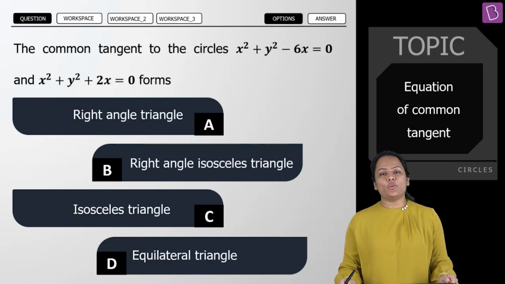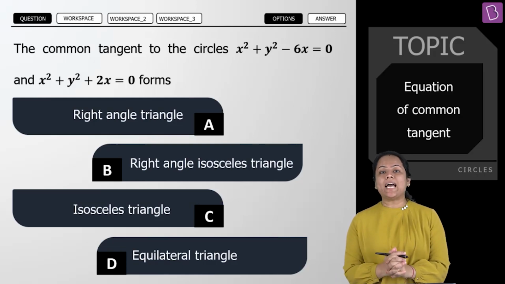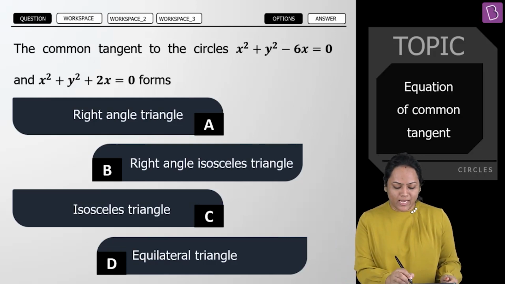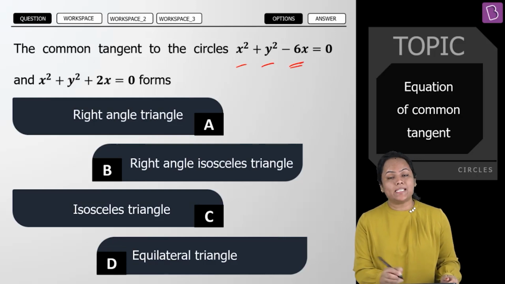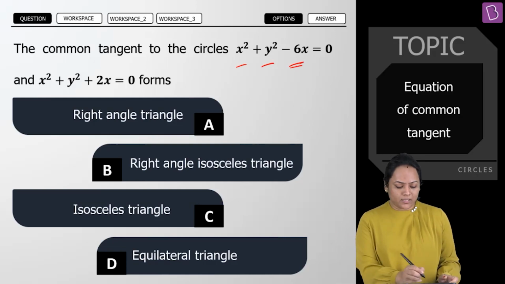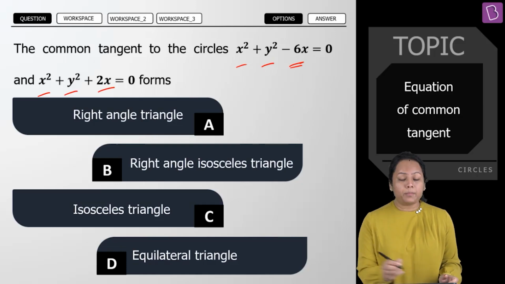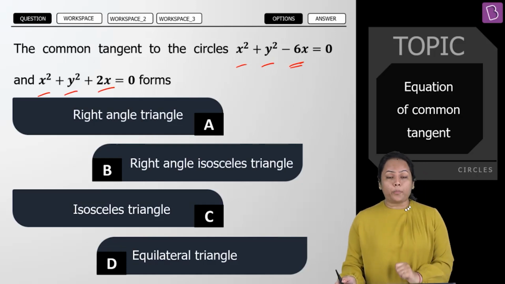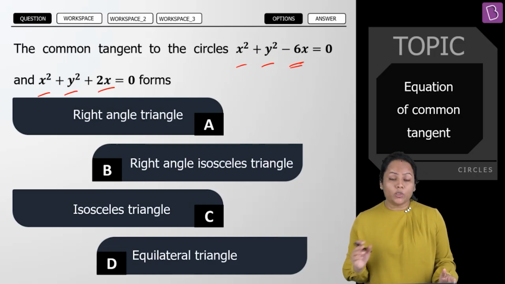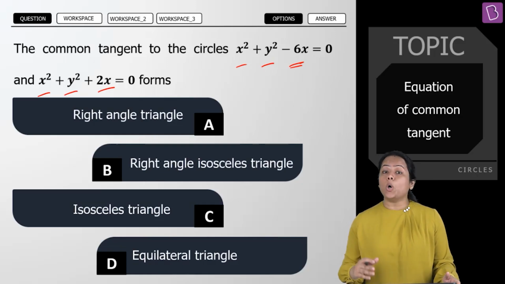Well, in this question, what they have asked: the equations of the circles are given as x square plus y square minus 6x is equal to 0, and another circle equation is x square plus y square plus 2x is equal to 0. The options are: they form a right angle triangle, a right angle isosceles triangle, an isosceles triangle, or an equilateral triangle.